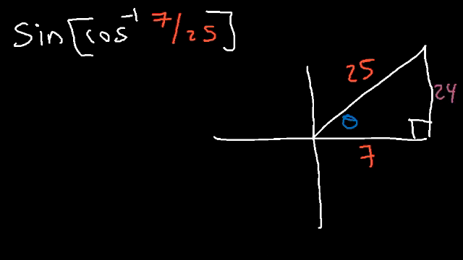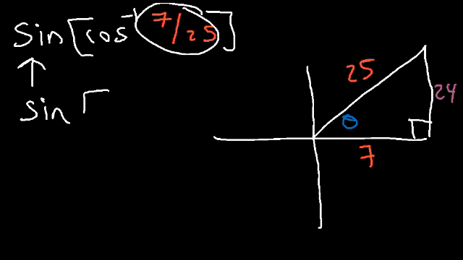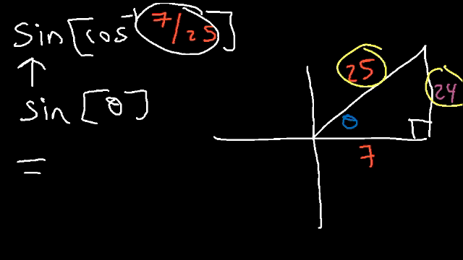So now what we got to evaluate is sine. Keep in mind the inverse cosine of a value is equal to an angle. What is the angle? It's theta. So what we're really looking for is sine theta. Inverse cosine 7 over 25 is theta. So that's the entire problem. Once we figure out what sine theta is, we have the answer. Sine theta is opposite over hypotenuse. So sine theta is 24 over 25. And that's all you got to do for this question.